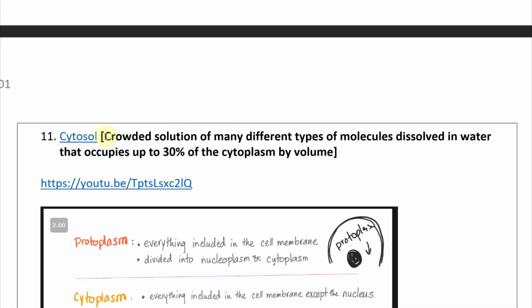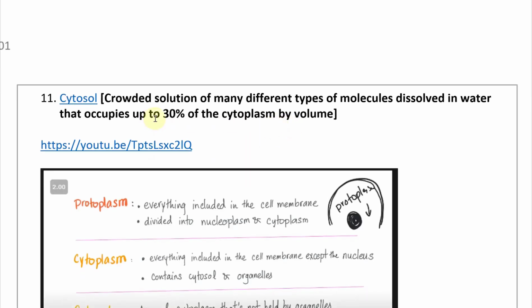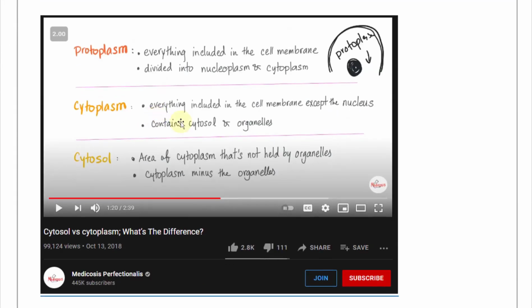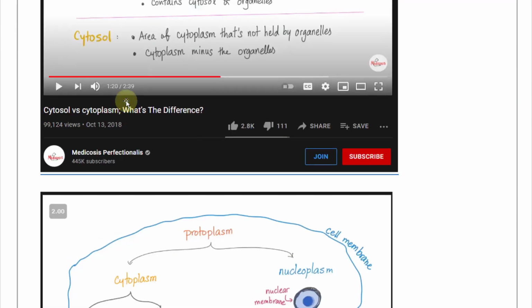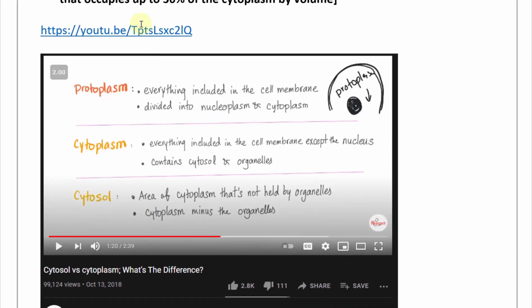So where's number 11? To learn more about it. Yeah, so it's a crowded solution of many different types, a whole bunch of stuff dissolved in water, occupying up to 30% of the cytoplasm by volume. So it's part of the cytoplasm. So let's go over this cytosol, and this is from this video here. I just took some screenshots. It's a very well done video. It just has it all simply shown.